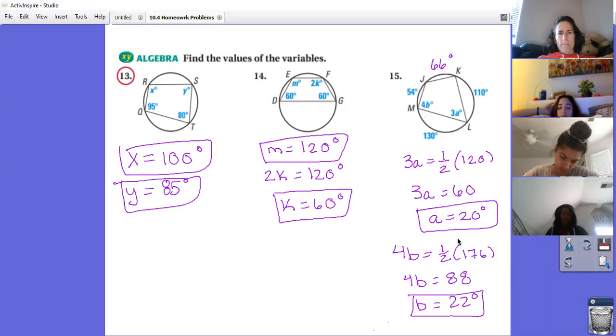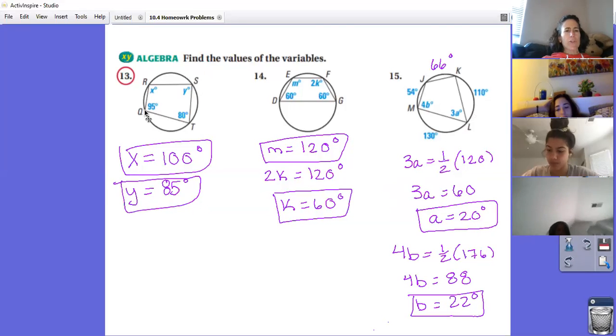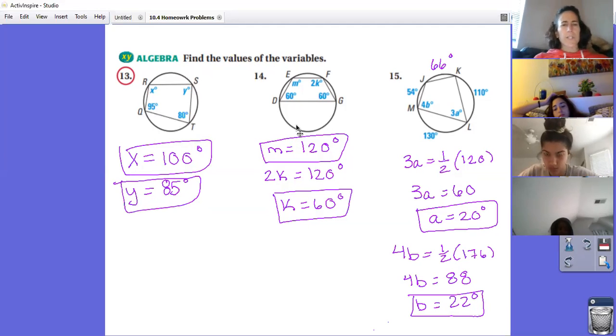For number 13, how'd you get 185? So just like I mentioned, if you have a quadrilateral whose vertices are on the circle, that's called an inscribed quadrilateral. Opposite angles, so angle Q and angle S are supplementary, and angle R and angle T are supplementary. So I said, if angle T is 80, angle R has to be 100, because opposite angles have to equal 180. And that's the main stipulation for a quadrilateral to be inscribed. Opposite angles have to be supplementary.